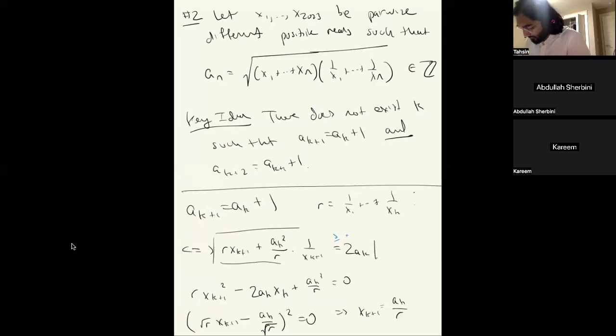It's not necessary to do this inequality business, but that's sort of the point: there is an inequality by AM-GM, and the equality happens when the two things are equal. So if you set this one equal to this one, then you'll find xk plus 1 equals ak over r. It's maybe some kind of minor observation, but maybe it explains what's happening a little bit.